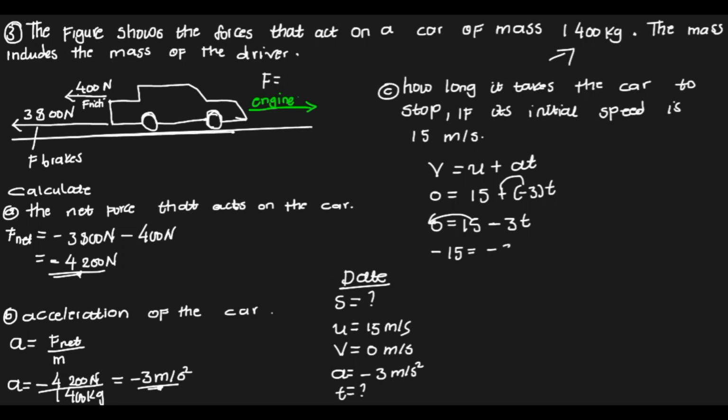If this 15 moves to the left side of our equation, we get -15 is equal to -3t. So in order to find the value of t, we divide both sides by -3. So our final answer, time is equal to, we can see that the two negatives cancel, 3 into 15 is 5 seconds. So this is the time that the car took from the time the brakes were applied until it came to a stop. So that is the main idea behind Newton's second law of motion.